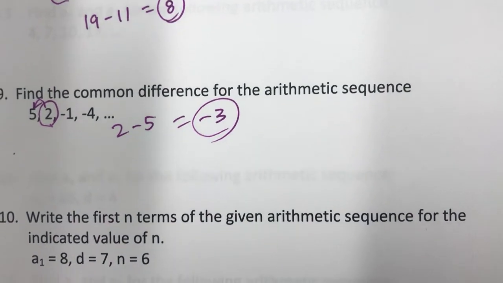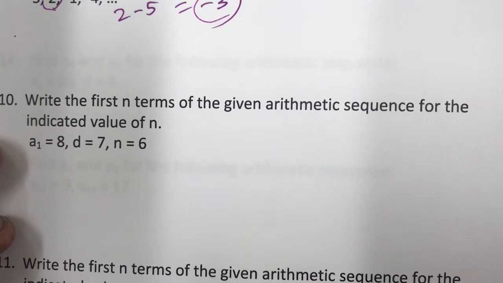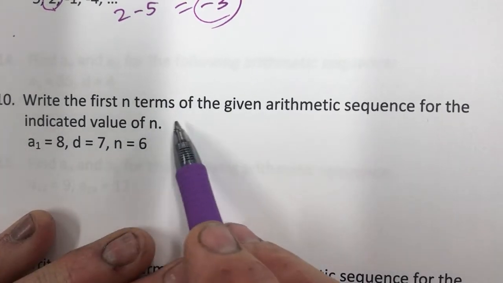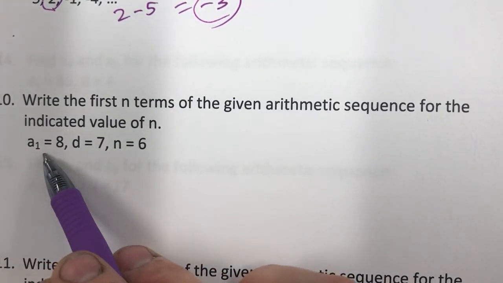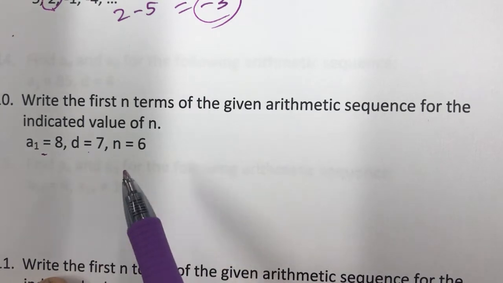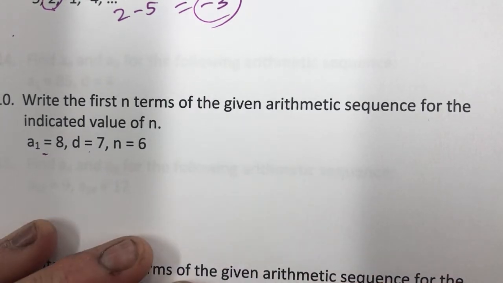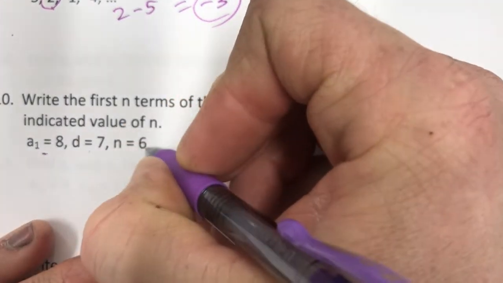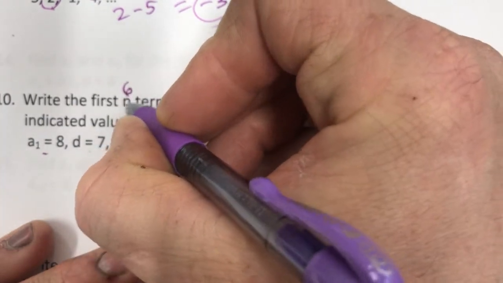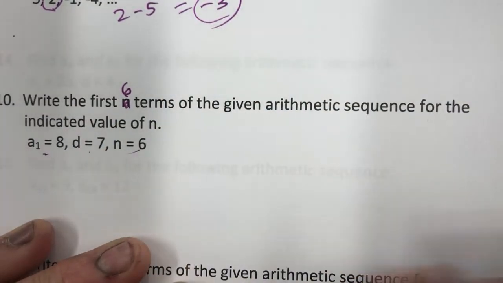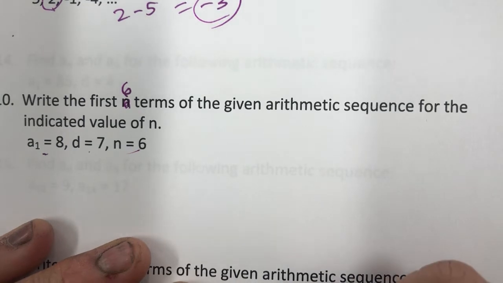Okay, now we get to number 10. This one asks us to write the first 5 terms of a sequence, but it tells us what a sub 1 is, it tells us what d is, and it tells us what n is. So we want the first n terms. Well, n is 6, so that means we want the first 6 terms.